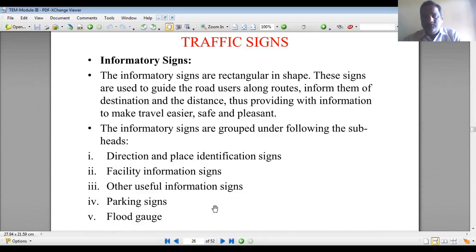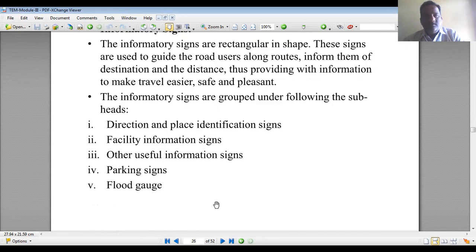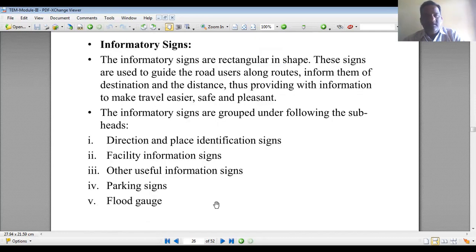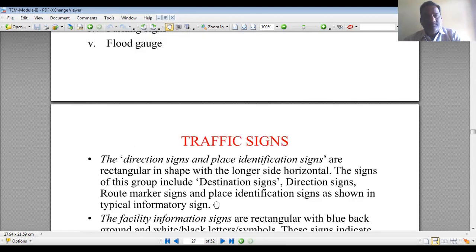So, if you want to know the high flood level in that particular area when you are traveling on that road in the monsoon period, like Dindi waterfalls near Srisailam, this flood gauge sign will be useful. So these are all the five subheads in the informative signs.